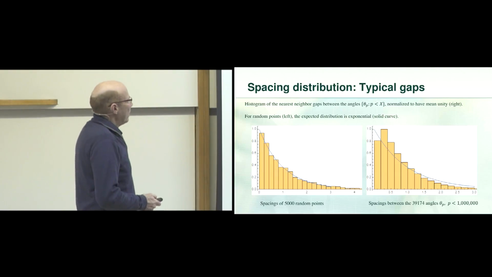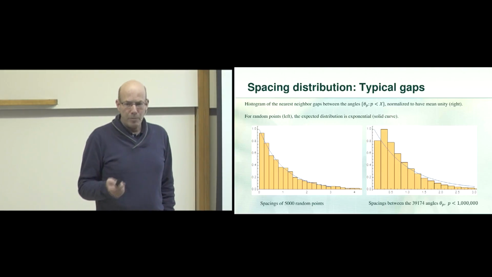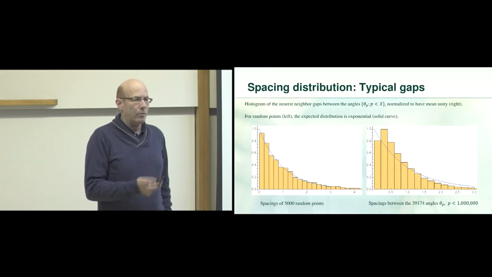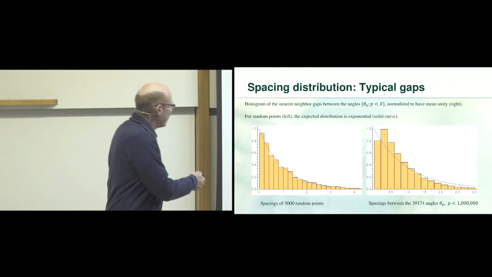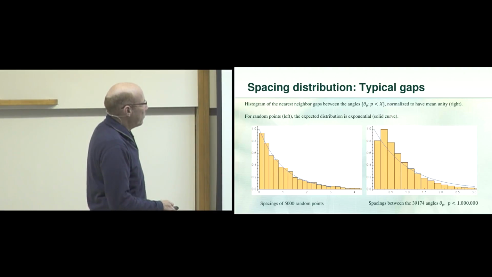And here is what happens if you just look at the distribution of nearest neighbor gaps for random points. This is an empirical plot. There's a solid line, which is the exponential curve. So for n random points, almost surely, as n goes to infinity, the nearest neighbor histogram looks like this solid curve. And here is the picture for about 40,000 angles for all primes up to 1 million.